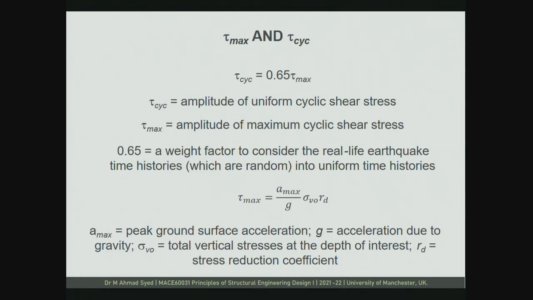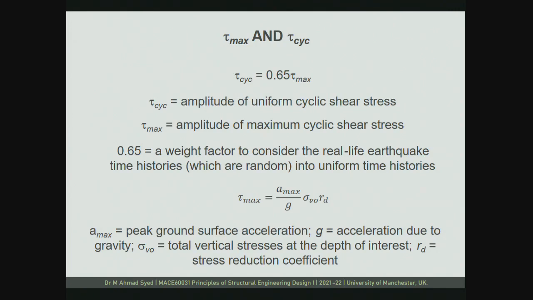Now, 0.65, as I said, is a weighted factor. Now tau max on ground can also be found by this. It is the ratio of A max by G, where A max is the maximum ground acceleration, divided by acceleration due to gravity. So it does not have any units, A max by G. Sigma V naught is the total stress at a given location times RD. RD is a stress reduction coefficient.